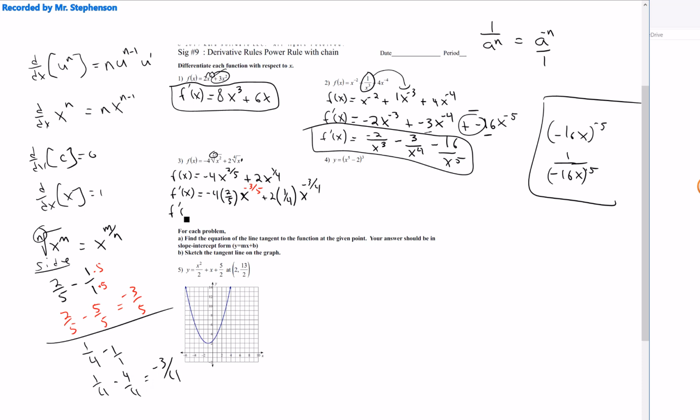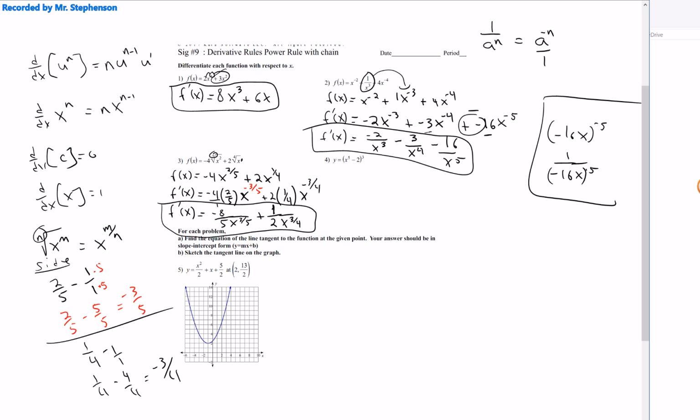We do not want negative exponents in our answer, and we want to simplify our fractions here. So negative 4 times 2/5 is the same as negative 4 over 1 times 2/5, which is negative 8/5. And this x to the negative 3/5 is going to come to the bottom and become x to the positive 3/5, plus 2 times 1/4 is 2/4, which is the same as 1/2. This x to the negative 3/4 is going to come to the bottom and become x to the positive 3/4. Alright, so that's what that one looks like.